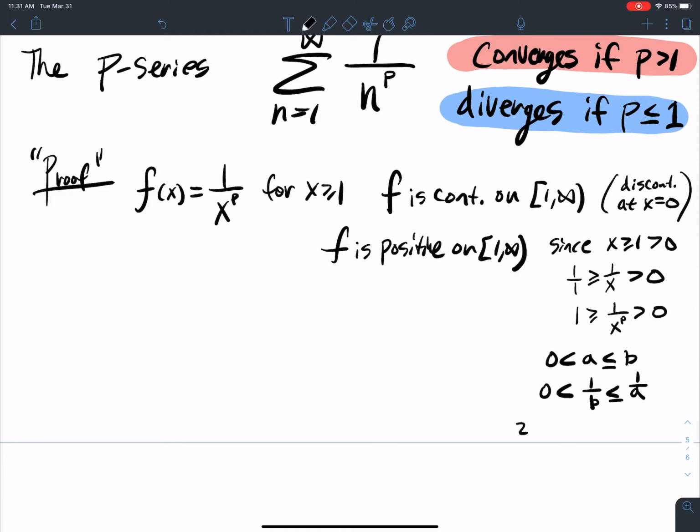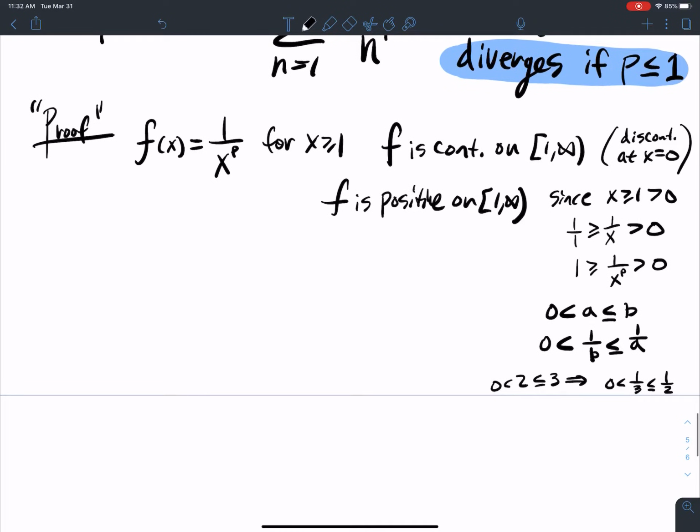Why does that work if you think about it? Like 2 is less than or equal to 3, and those are both greater than 0. But if you think about it, 1/3 is less than or equal to 1/2, okay? So the bigger the number is, when I do the reciprocal of that number, the smaller it is. So we're just flopping around. So we're using this inequality. This inequality is going to be very helpful for you. Okay, so make sure you know that inequality there.